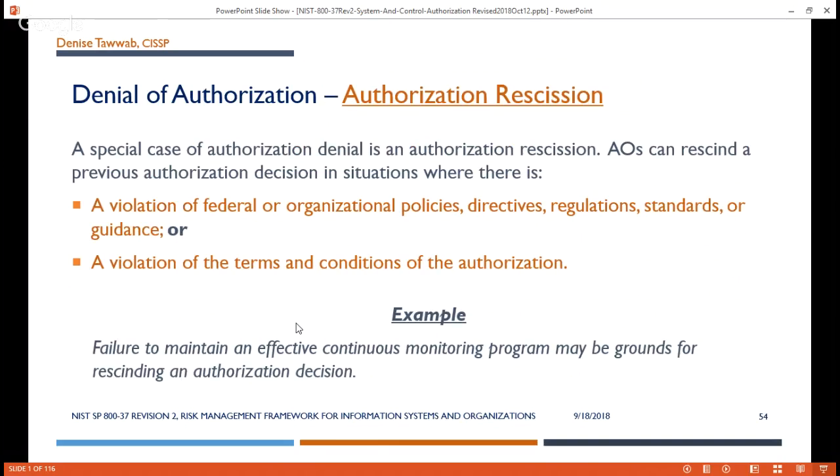A special case of authorization denial is an authorization rescission. The AO can rescind a previous authorization decision in a situation where there is a violation of federal or organizational policies, directives, regulations, standards, or guidance. Remember, ongoing monitoring is happening. So at any point where the AO says, we're not complying here, we've got a problem, then they can rescind authorization, or a violation of any terms and conditions of the authorization. An example is your failure to maintain an effective continuous monitoring program. That could be grounds for rescinding an authorization decision.